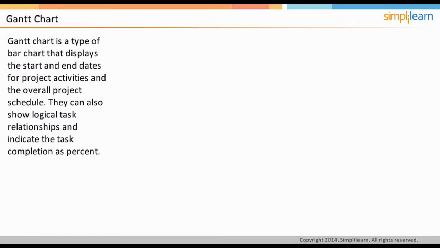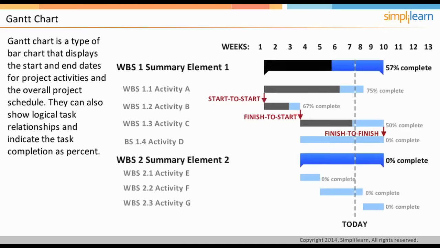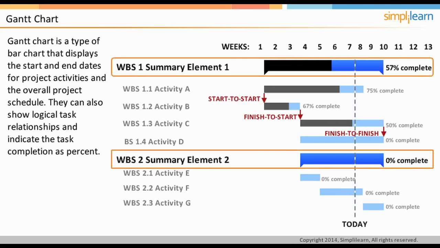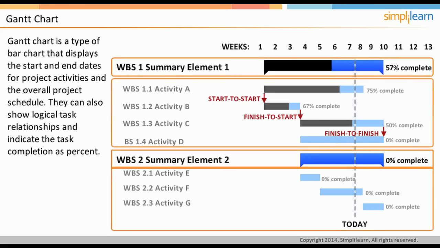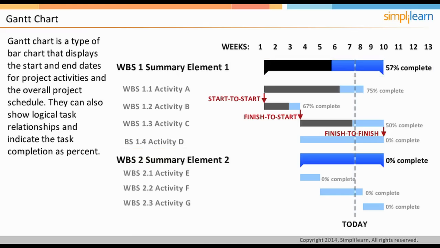Gantt chart is a type of bar chart that illustrates a project schedule. It shows the dependencies between the project activities as well as their percent completion. A sample Gantt chart is shown on the screen. 2 summary elements of the work breakdown structure are depicted. To complete those elements, there are a number of activities under them. Some of these activities have dependencies. For example, Activity B and C have a dependency. Activity C can start only when Activity B is completed.